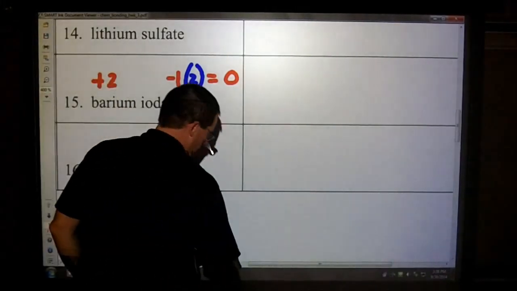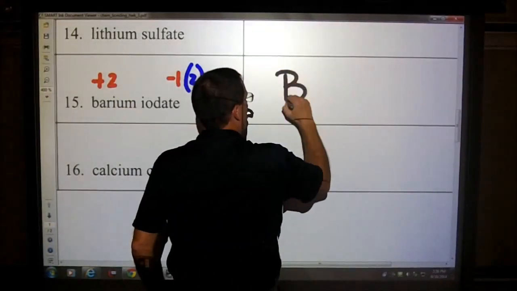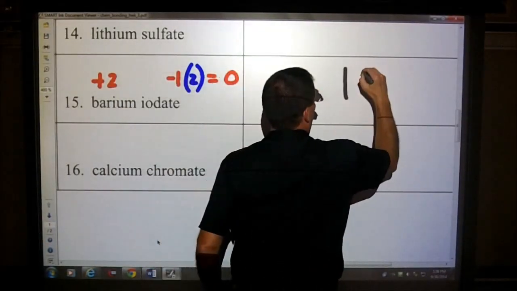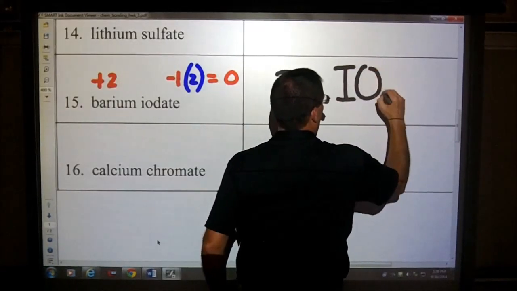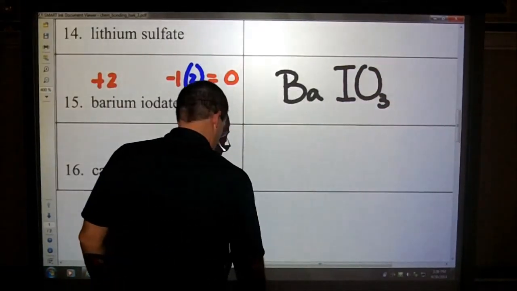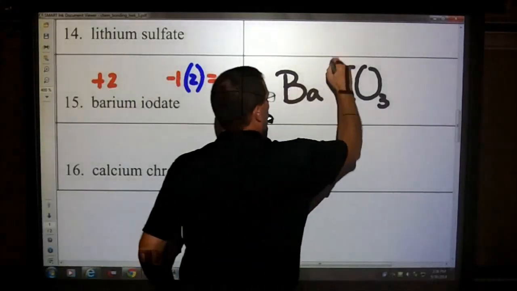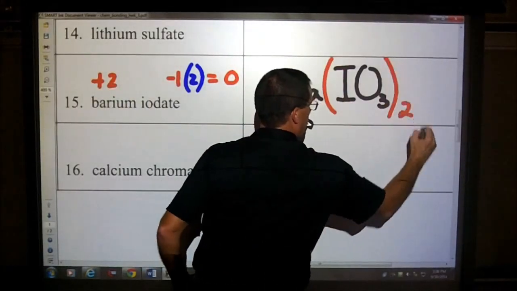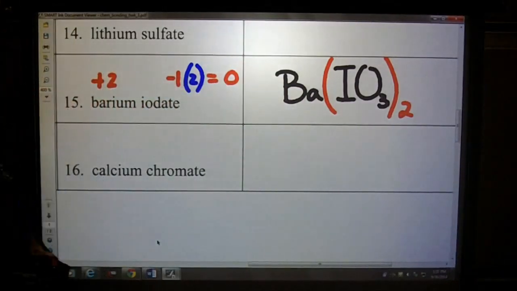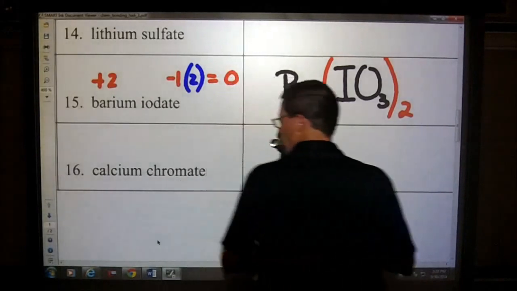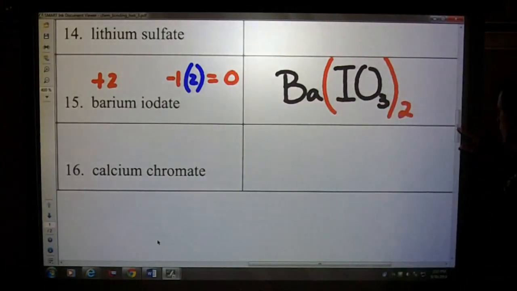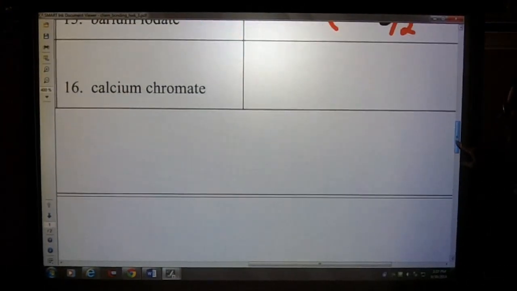And when we write this out, barium, capitalize that, iodate, so that when we go ahead and solve, put your parentheses around it and a 2. So barium in parentheses, IO3, close the parentheses, 2. Okay, and that looks like the last one for that one.